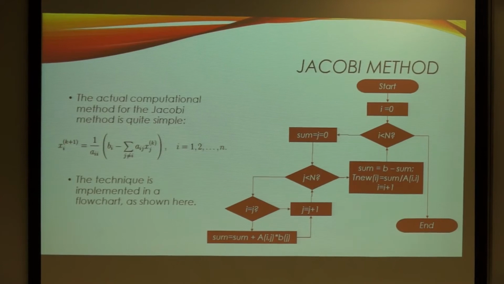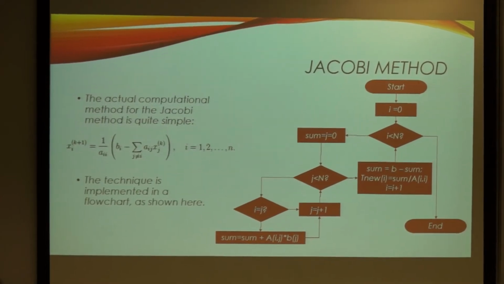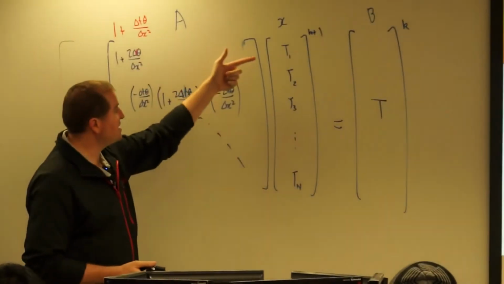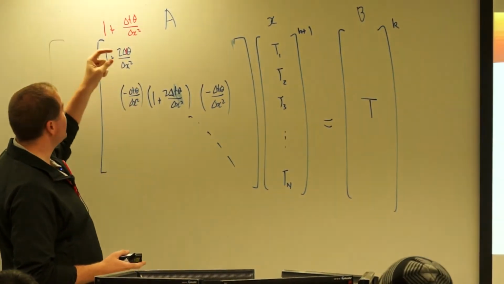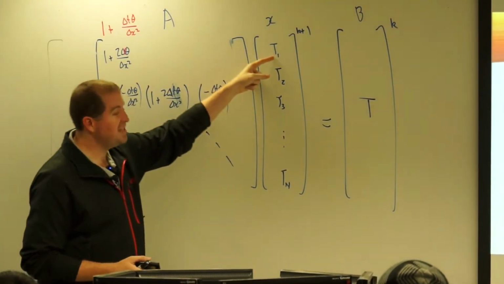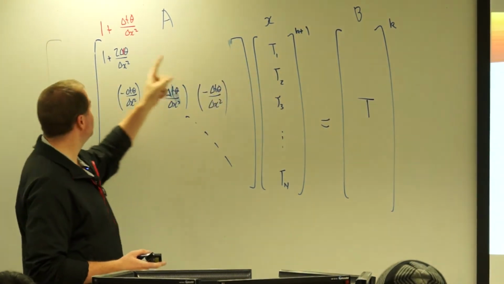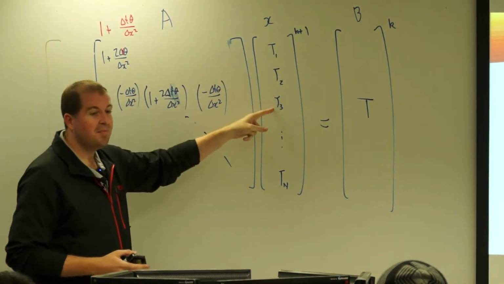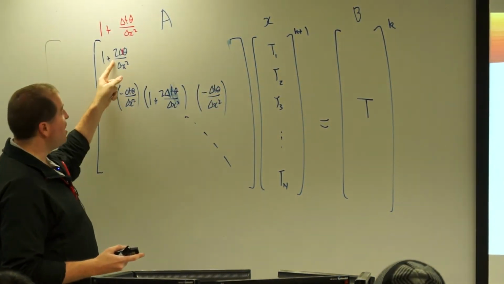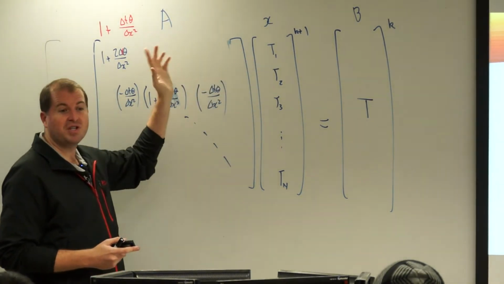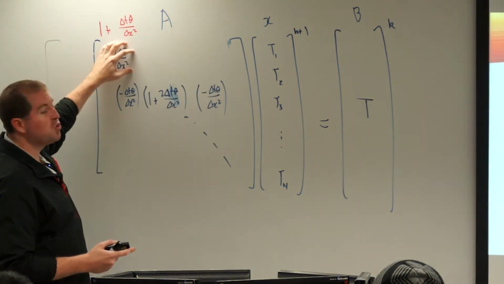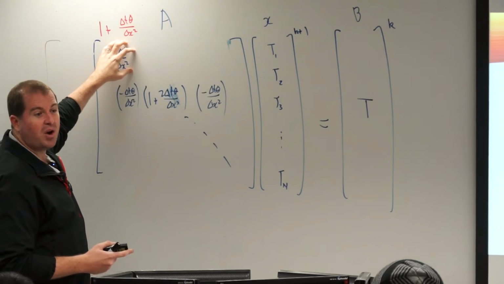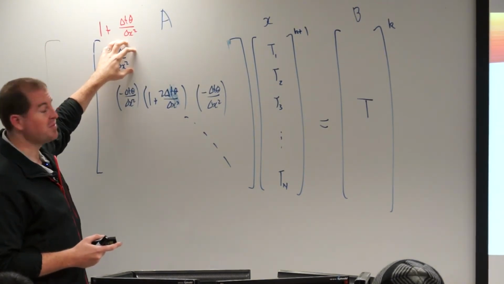Here is our A matrix. Here is our X matrix. All we're going to do is for every X, for every temperature, we're going to take this times this plus this times this plus this times this. But, 如果 this is I, this is J. If I is equal to J, then we don't do it. So that means we don't take into account diagonal terms. We only find the sum of the non-diagonal terms.